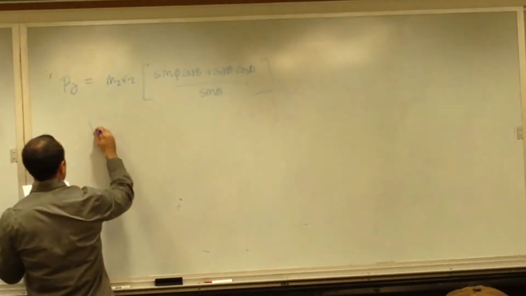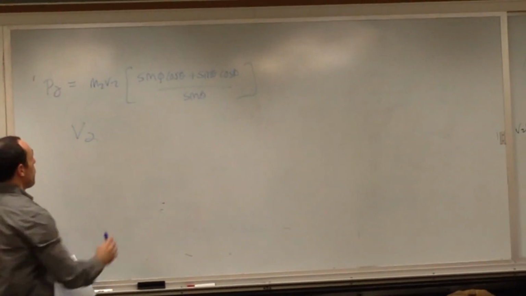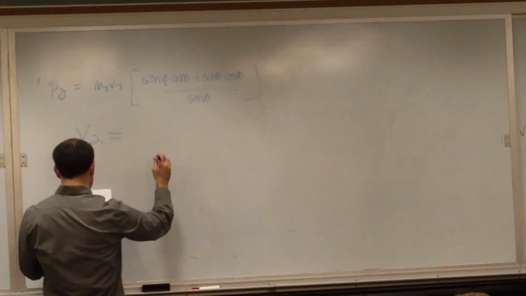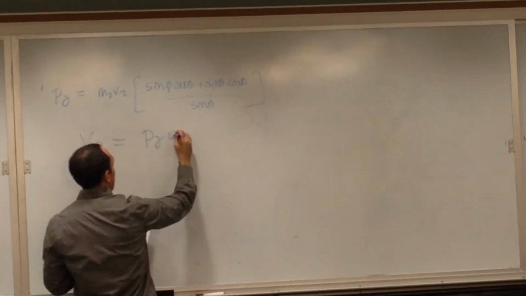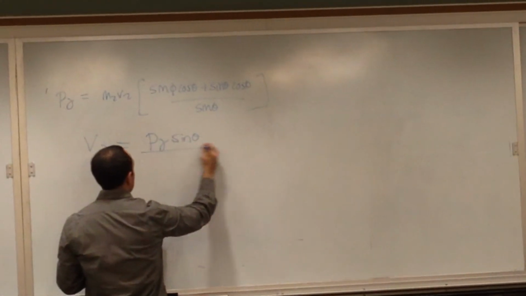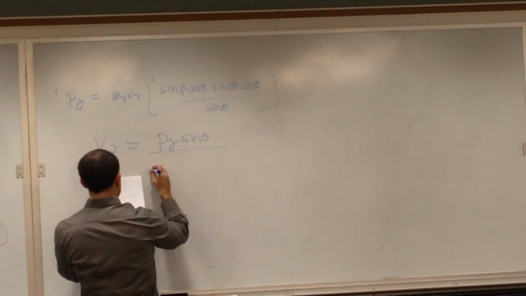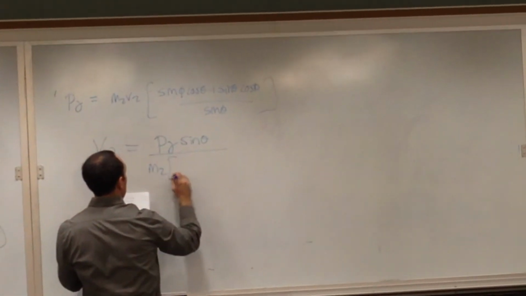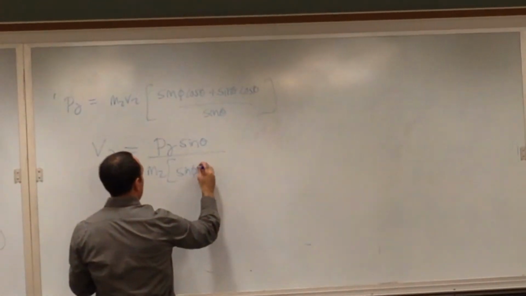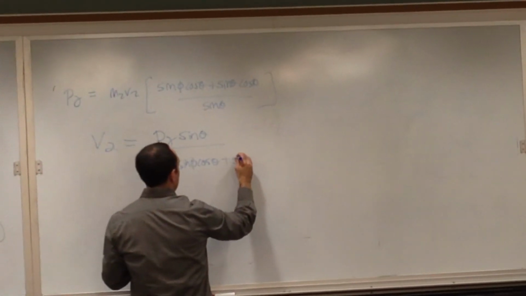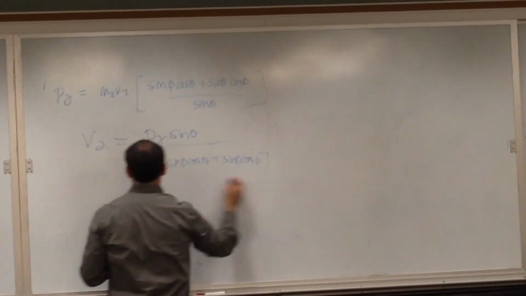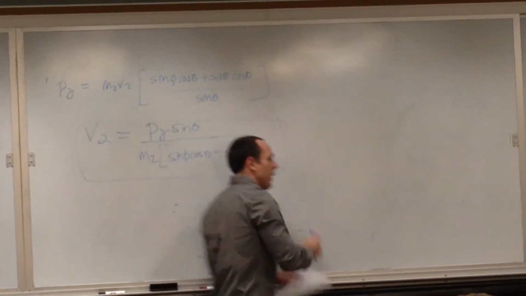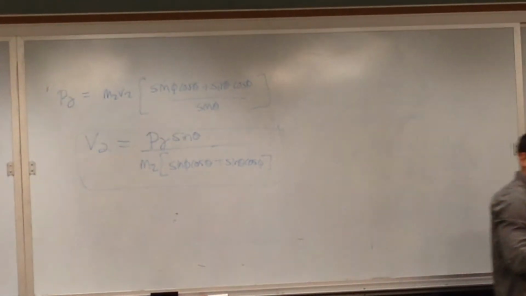And I do this now just to state, v2 is now just going to be equivalent to the momentum of the photon times the sine of theta, and now divided by m2 times sine phi cosine theta plus sine of theta cosine phi. I found v2.